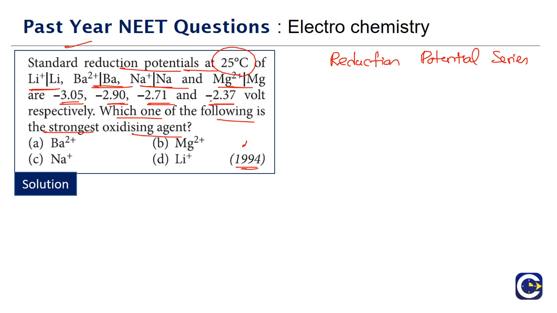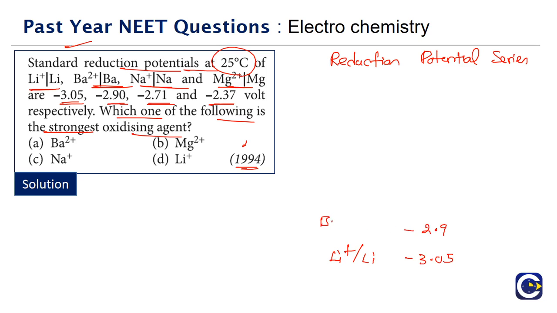If you look at these, all are negative. Which is the least of them? Lithium. So Li+/Li is minus 3.05. Then the next on the list is minus 2.9, which is of course barium.